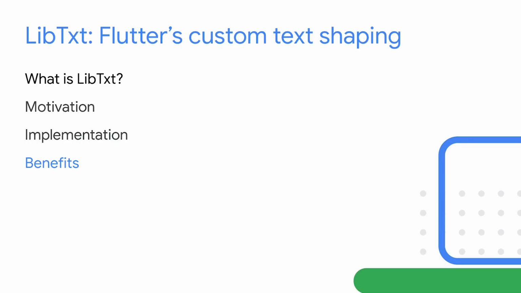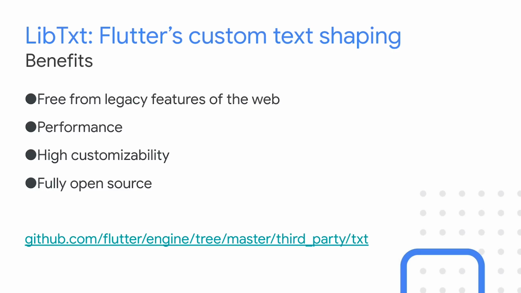Great. So what benefits did we gain from implementing LibText ourselves? Well, the biggest one is we're no longer tied to the web. We don't have to use a web text layout library for Flutter. Because of this, we gained a lot of performance. Because we don't have all these legacy features of Blink, we stripped it all out, and now we're left with a much faster, much more lightweight framework. Additionally, because we control LibText fully, it's highly customizable. We're able to add features rapidly. And finally, LibText is fully open source. You can take a look at the canonical source code of LibText at the link below.